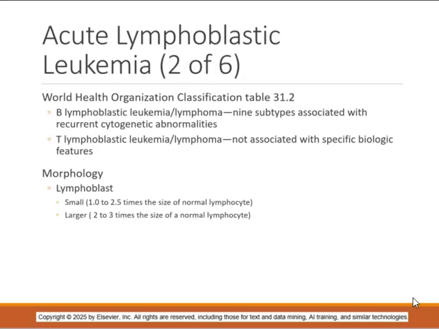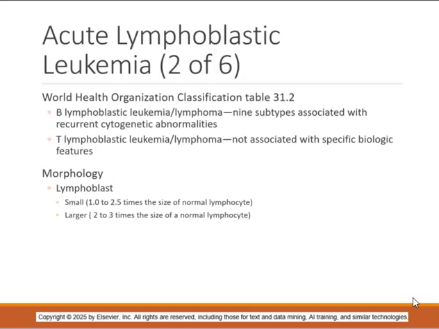So if you look in your book, you'll see a huge list. Table 31-2 will give you the WHO classification, and we're just going to pick on certain ones that we see in the peripheral blood, the most common ones. So the B type, lymphoblastic leukemia, lymphoma. Remember, lymphoma is basically just isolated in the lymphatic system. Usually more of a solid tumor, lymph nodes. It hasn't spilled into the bloodstream yet. Once it's in the bloodstream, then it's called leukemia. You can have either or both.